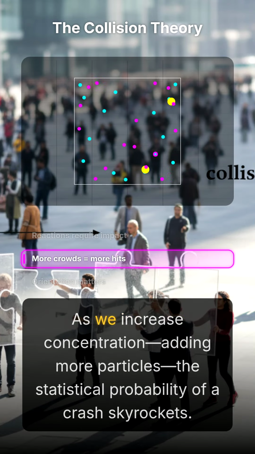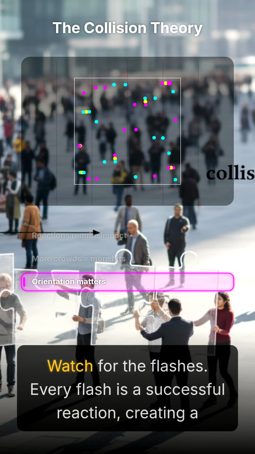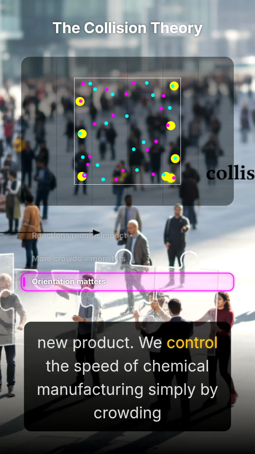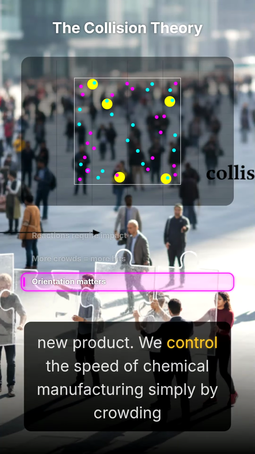As we increase concentration, adding more particles, the statistical probability of a crash skyrockets. Watch for the flashes. Every flash is a successful reaction, creating a new product. We control the speed of chemical manufacturing simply by crowding the room.